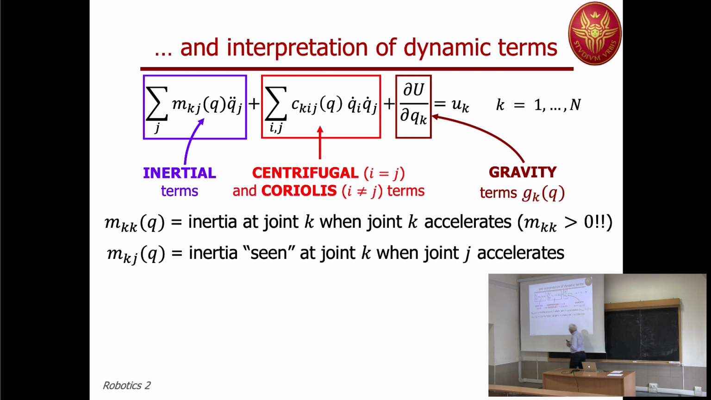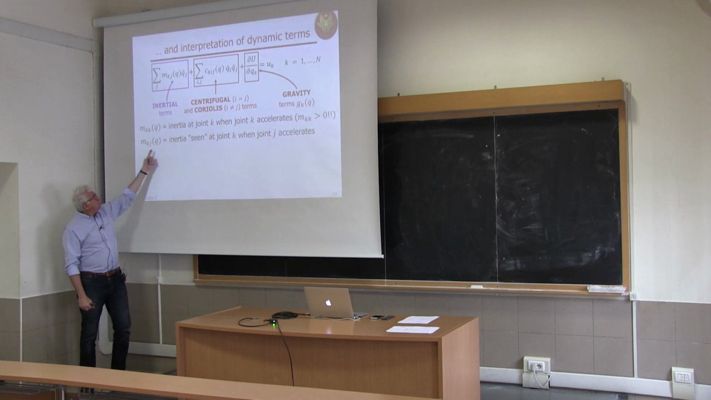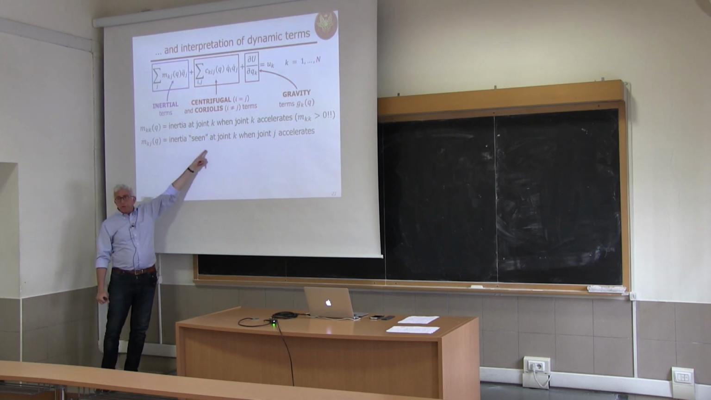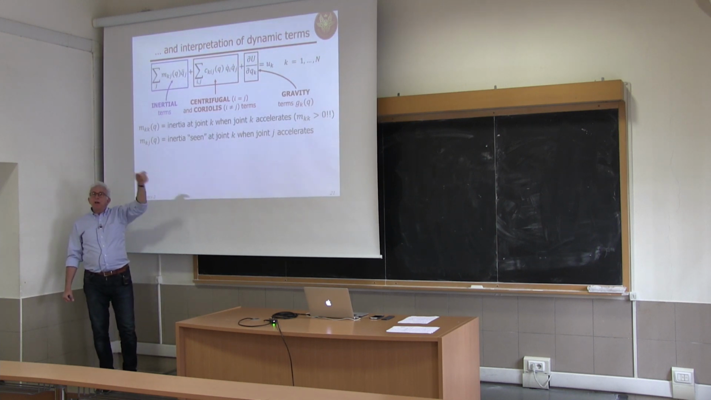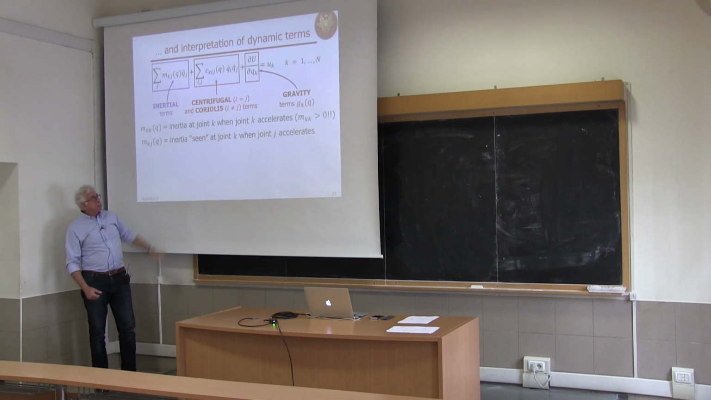Similarly, an off-diagonal element of the inertia matrix reveals that there's an inertial coupling between the acceleration of one joint and the acceleration of a different joint. So if m_kj is different from 0 in the current configuration, which is in general also a function of the internal configuration of the arm, then this element will be the inertia seen from joint k when joint j is accelerating. So there's a coupling inertial effect, and this coupling is expressed by the presence of this element.